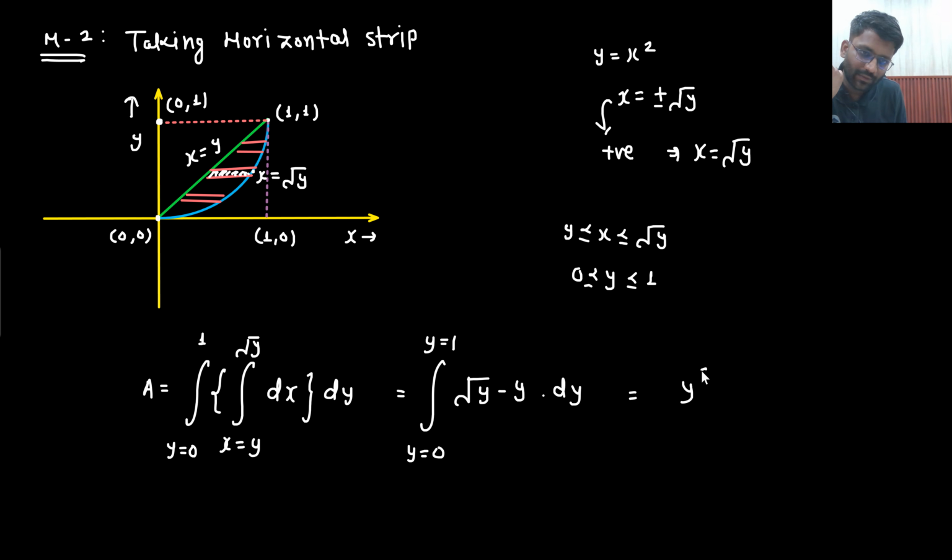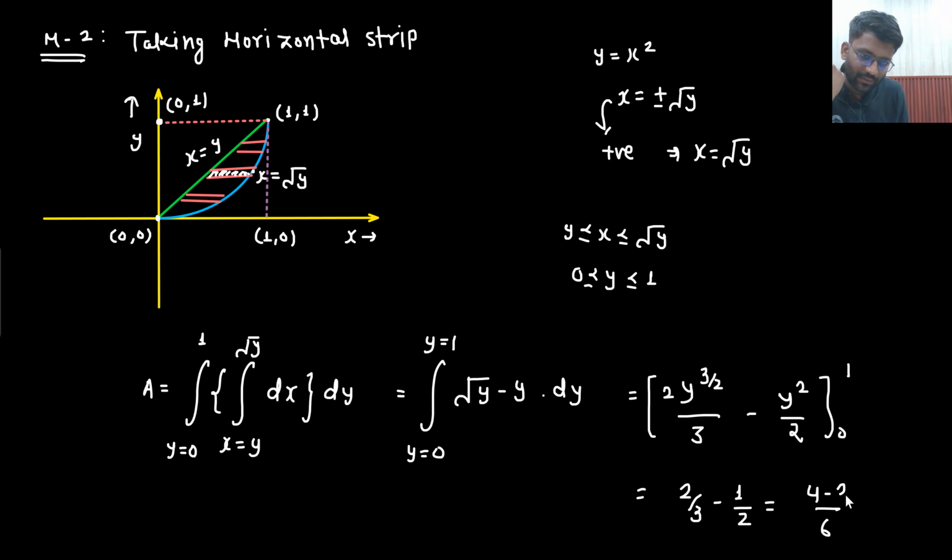So what will be the integration? y to the power 3 by 2 divided by 2 by 3, minus y square by 2, y going from 0 to 1. So 2 by 3 minus 1 by 2. 4 minus 3, that is 1 by 6 unit square. So 1 by 6 unit square is the answer.